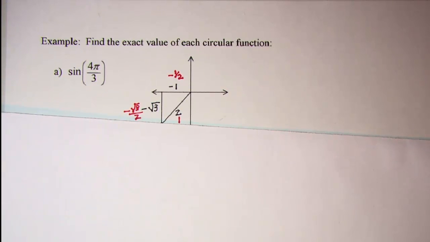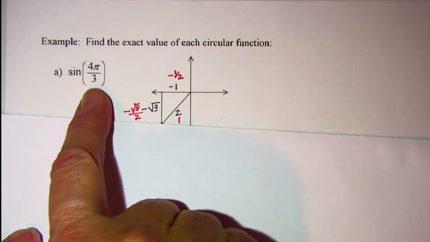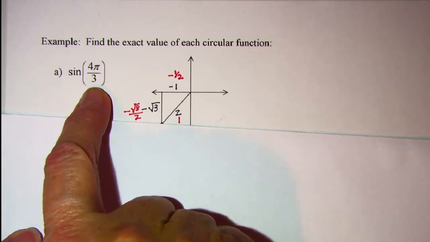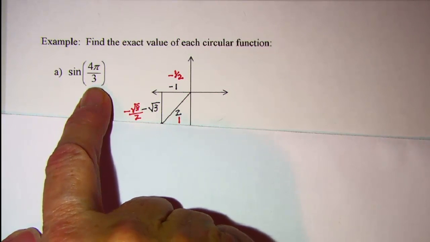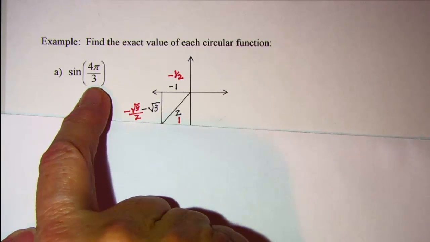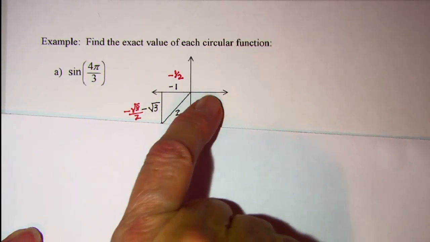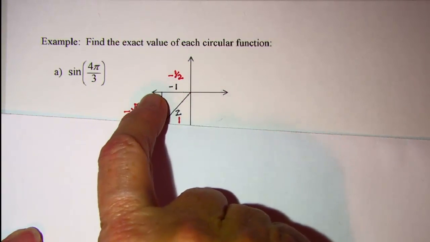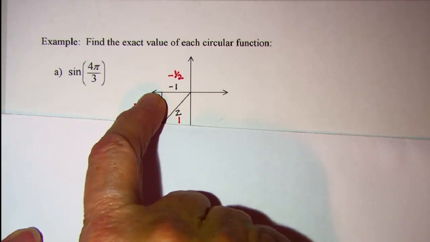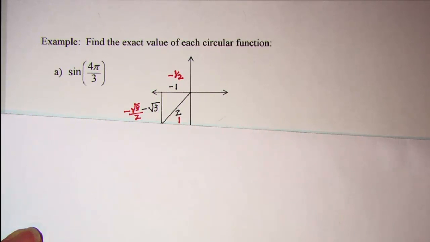Now in this example, we're asked to find the exact value for each circular function. Now notice on the sketch, my angle is 4 pi over 3. Since the denominator is 3, that means we're dealing with, in degrees, a 60-degree reference angle. But 4 pi over 3, this top semicircle is pi, or 3 pi over 3. And so 4 pi over 3 puts me down in quadrant 3.